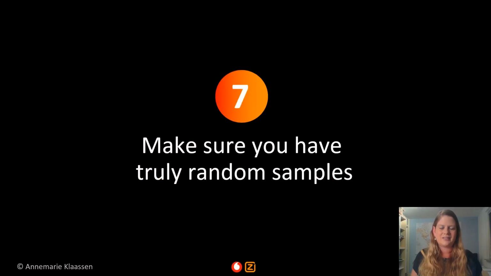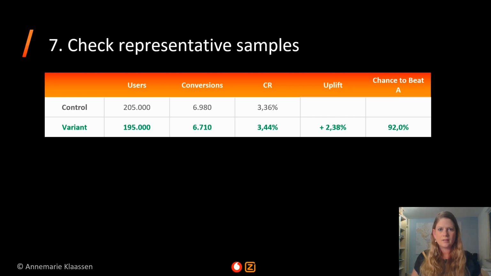Tip number 7 is to check if your samples are truly random. Well, this is actually more important than you might think. At first glance, this test result looks very good. You measured an impact of 2.4% and a chance to beat of 92. However, you can also see that the variant had slightly fewer visitors than the control. So it could have been that due to technical issues with the test setup, fewer new visitors were assigned to the variant.